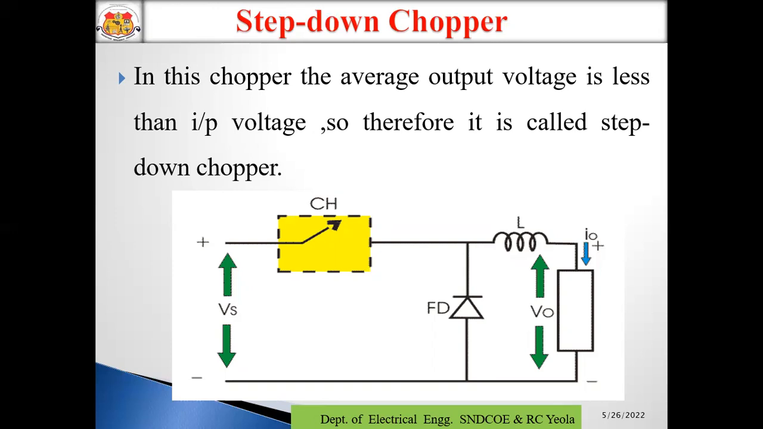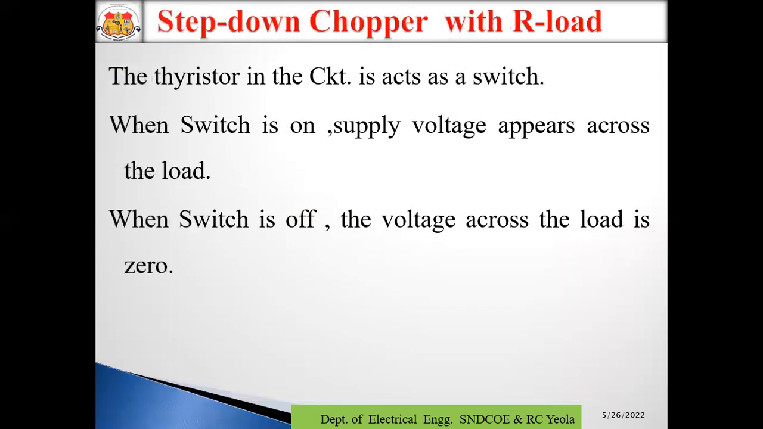In the circuit diagram, you can see here this is the input voltage, and this is the switch that is connected, and a freewheeling diode is connected in parallel, and there is an inductor connected, and this is the load. So the average output voltage is less than the input voltage. This is the input voltage side and this is the output voltage side. Therefore it is called the step-down chopper.